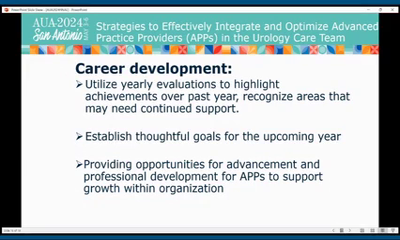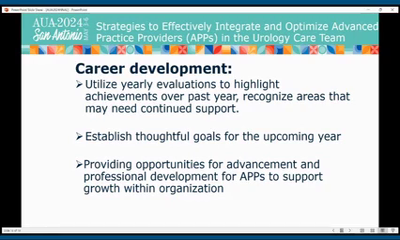And then we use that time to really think of thoughtful goals for the upcoming year, to give them an idea of where they want to be and have them think about where do you want to be in a year? What are things that interest you and areas where we think that they can grow.